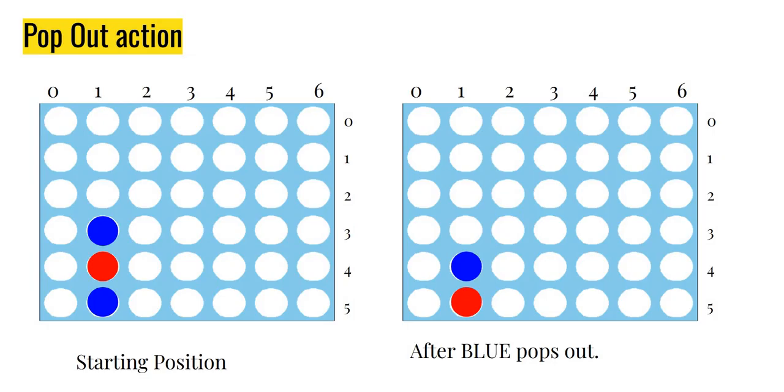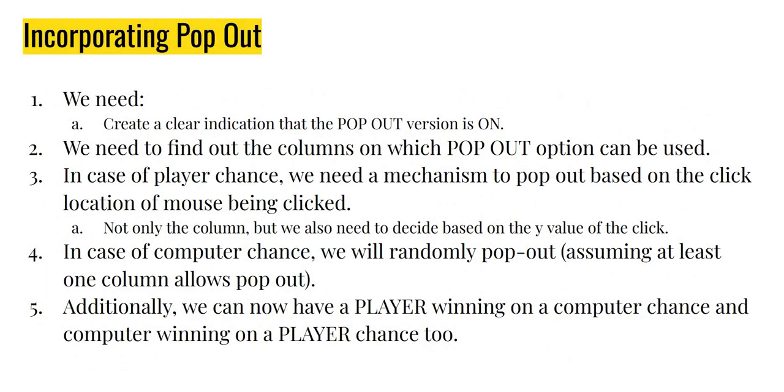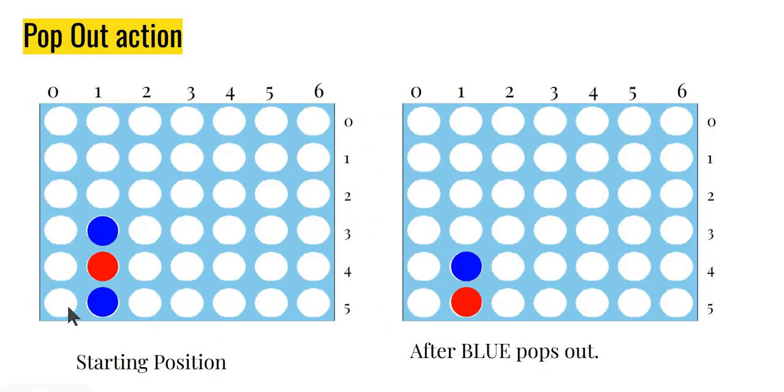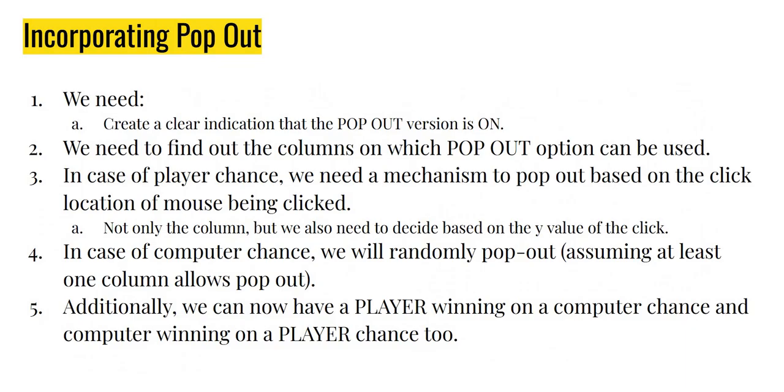Now we'll see how we can build and implement all of this within our framework, because it's a nice one. But some things to keep in mind. First, we need to have a very clear indication to the player that this is a pop-out version and hence pop-out is allowed. Now, for both the player and the computer, we need to figure out which are the columns on which the pop-out action can be used. These are columns where the lowest row, which means row number 5, has the player's own color. For the player, it's going to be a red coin on row number 5. For the computer, it's going to be a blue coin on row number 5. So you need to figure out for both of them which columns the pop-out can be used on.